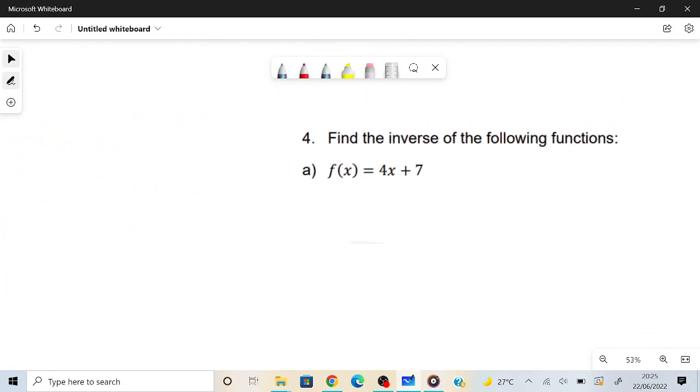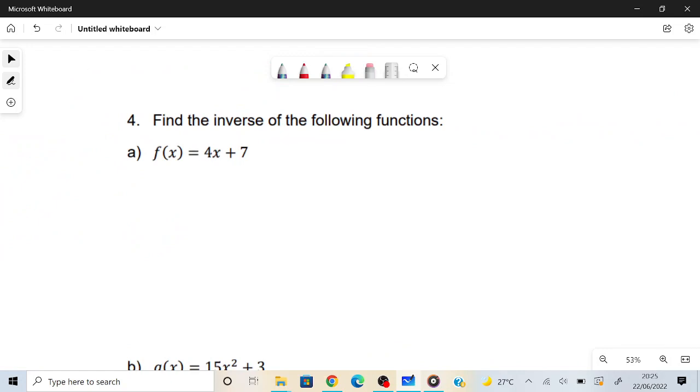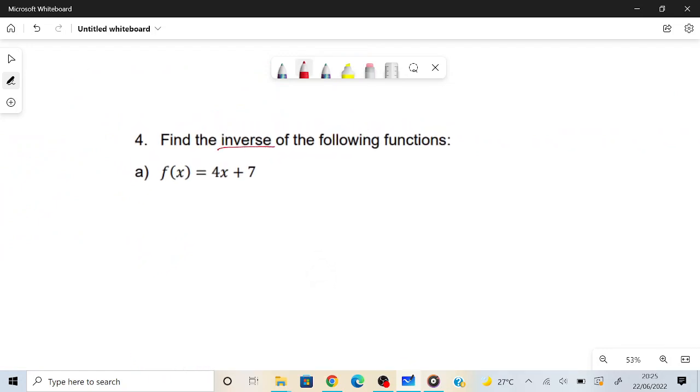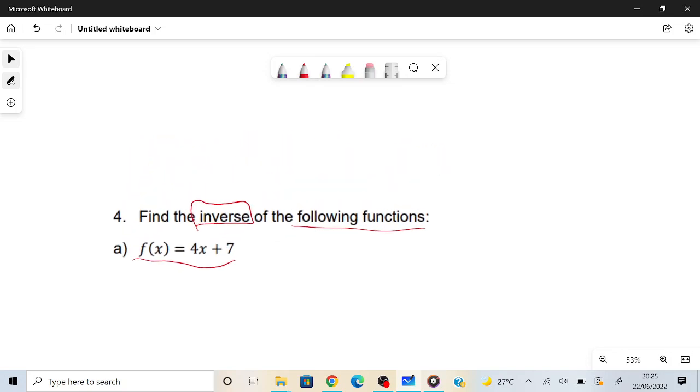Now let's move on to the next example. The next question says, find the inverse of the following functions. So they've given us the function and they want us to find the inverse. Now what is the inverse? The inverse is nothing but rearranging the formula to make x the subject. If you don't know how to do that, I would advise you to look at my previous video on rearranging the formula to make x the subject.